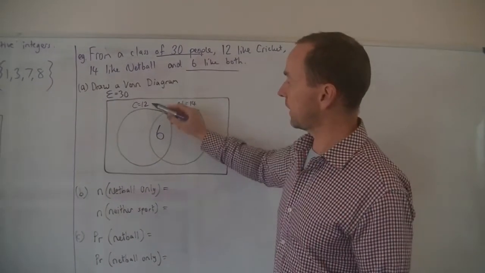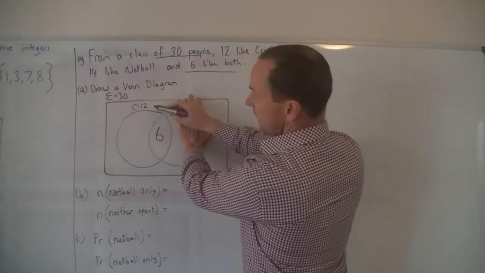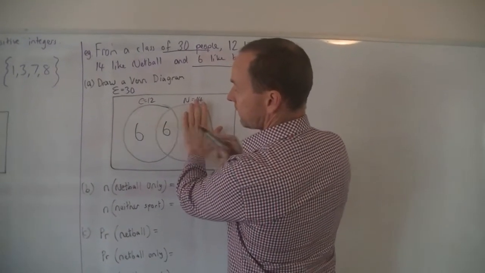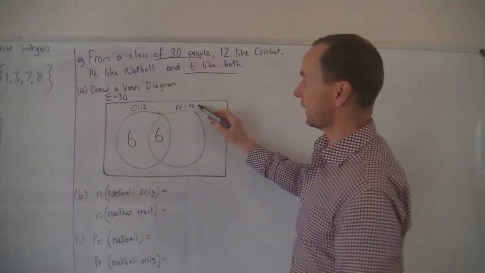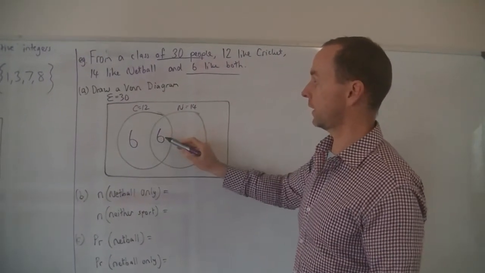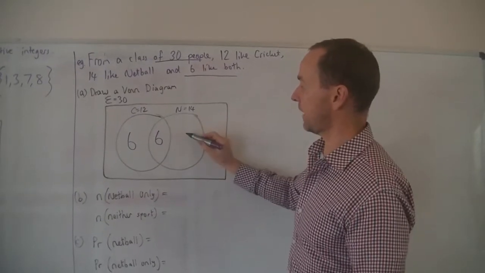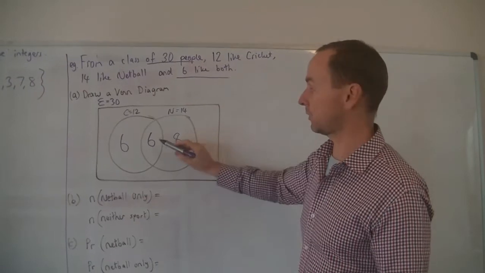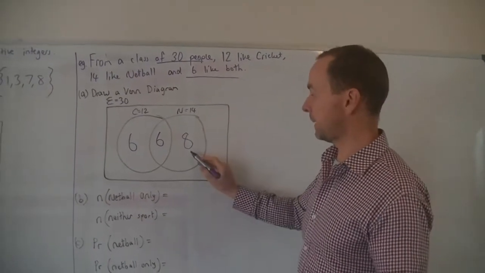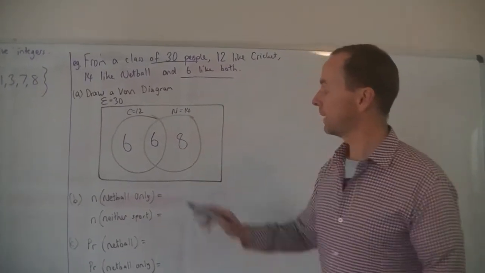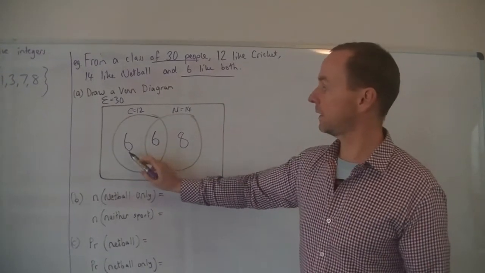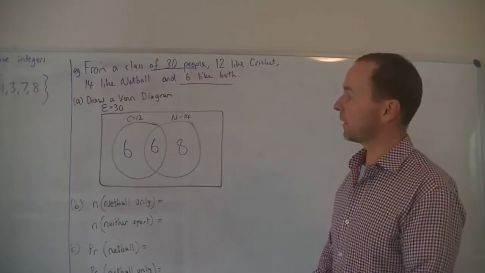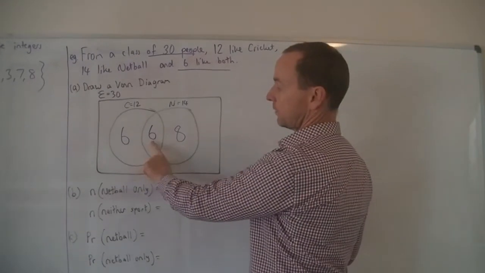Excellent. Now that I've done that, just looking at cricket, I'll cover this up. 12 like cricket, but 6 are in the middle. So how many like cricket only? And that'd be 6. 14 like netball, but 6 also like cricket. So 14 minus 6 is 8. So that means 8 people like netball only, and they don't like cricket. So these 8 people like netball only, but not cricket. These 6 like netball and cricket, these 6 like cricket only. Awesome, we're almost done. But we have a problem again. Let's add up these 3 numbers.